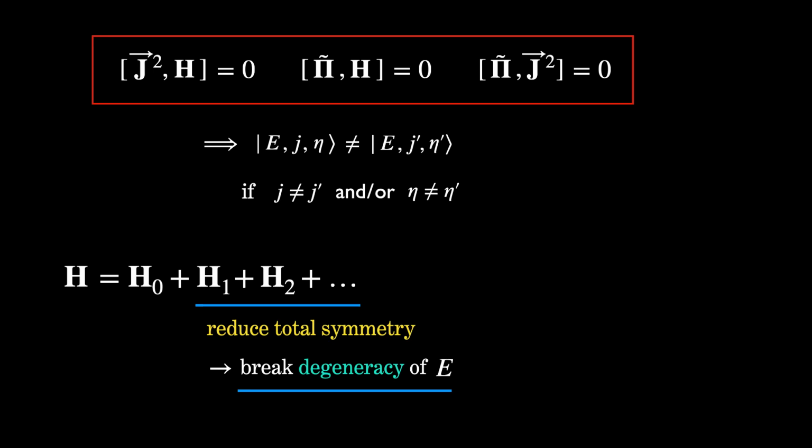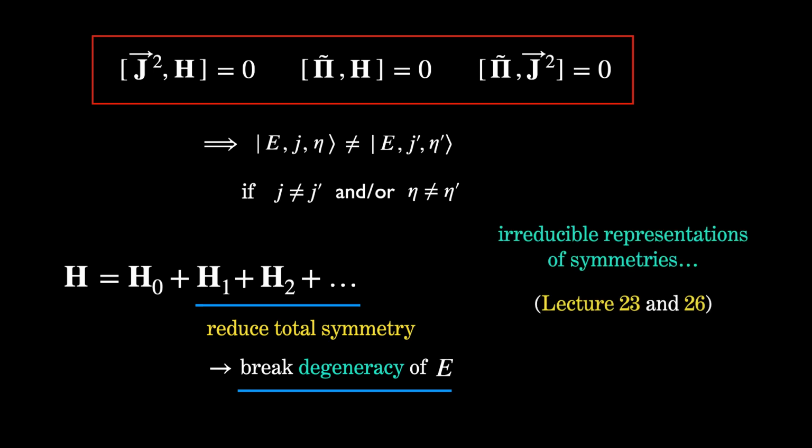What we are going to assume here is that by introducing sufficient perturbations to H0, the only symmetries left for H should be just rotation and parity. You can learn more about the irreducible representations of symmetries in Lecture 23 and 26. The links are in the description.